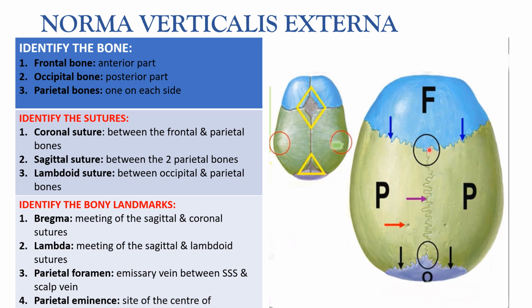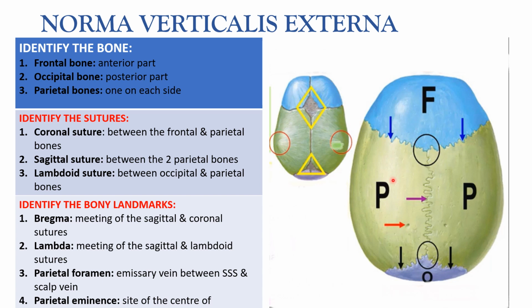Now, bregma in infants is related to the anterior fontanelle. So this is the frontal bone, this is the parietal bone. The anterior fontanelle has a diamond shape. It usually closes at the age of 18 months. That's the anterior fontanelle.